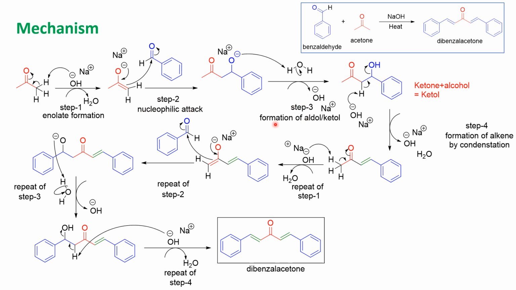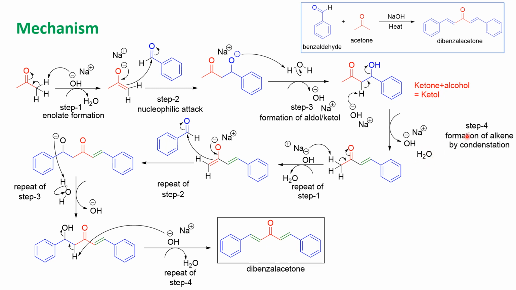On step 3, the formation of aldol or ketol. The anion grabs a proton from the water that was generated here, forming a ketol. If we started with an aldehyde, it will generate an aldol. In step 4, when we heat this molecule, the generated hydroxyl group here will abstract or remove a proton from this carbon to form a carbon-carbon double bond. So we will form a alpha-beta unsaturated carbonyl compound. So the step 4 is formation of alkene by condensation, so removal of water.